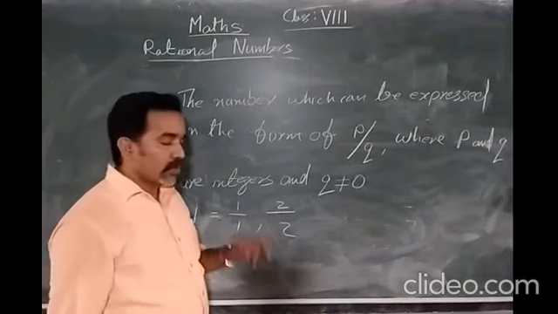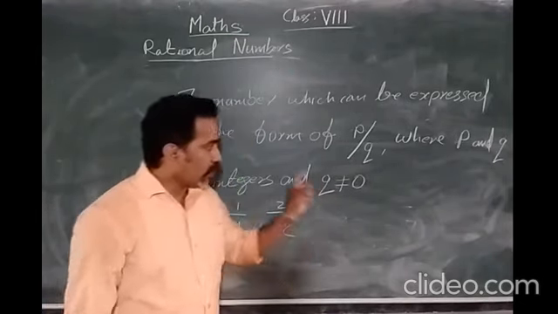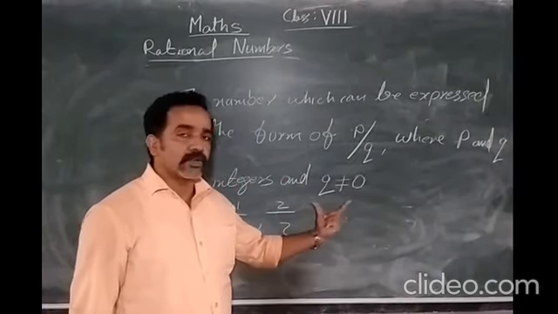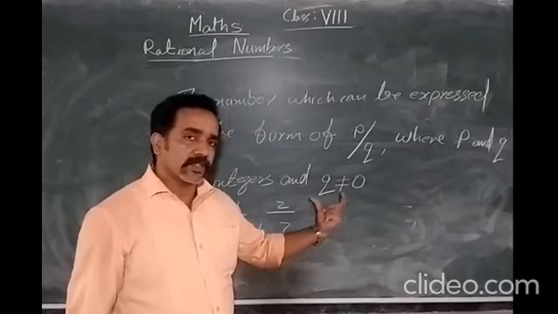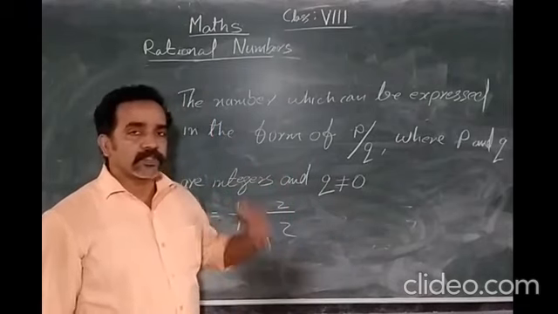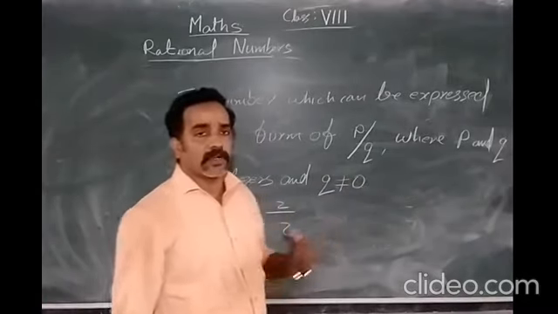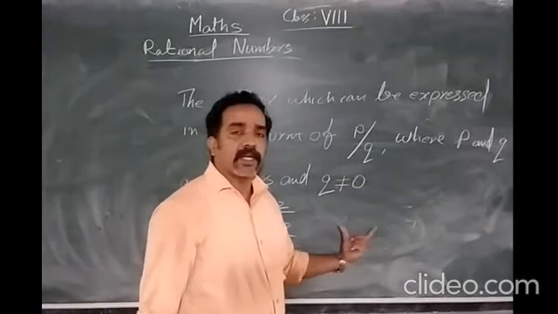Why is it not equal? Why is there a clause that q is not equal to 0? If q is equal to 0, that number is not possible. Division by 0 is not defined, so we cannot divide by 0.